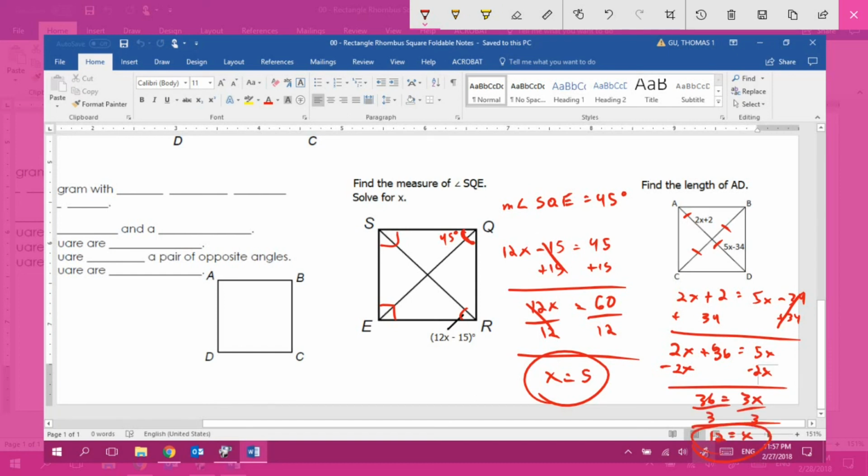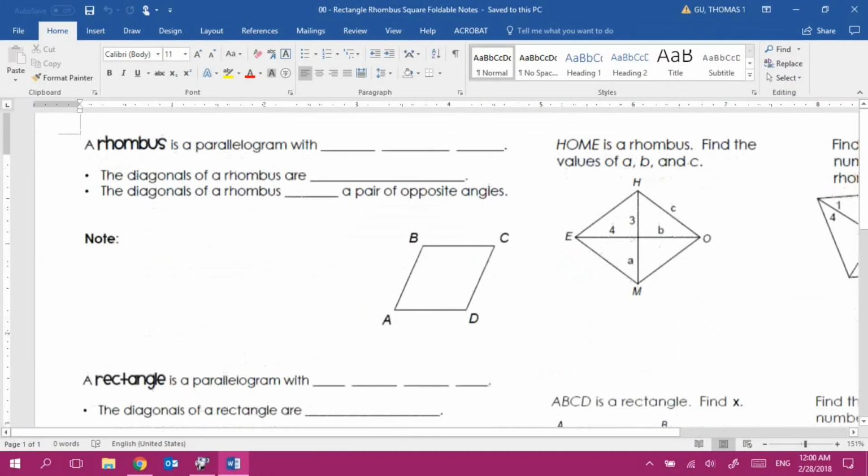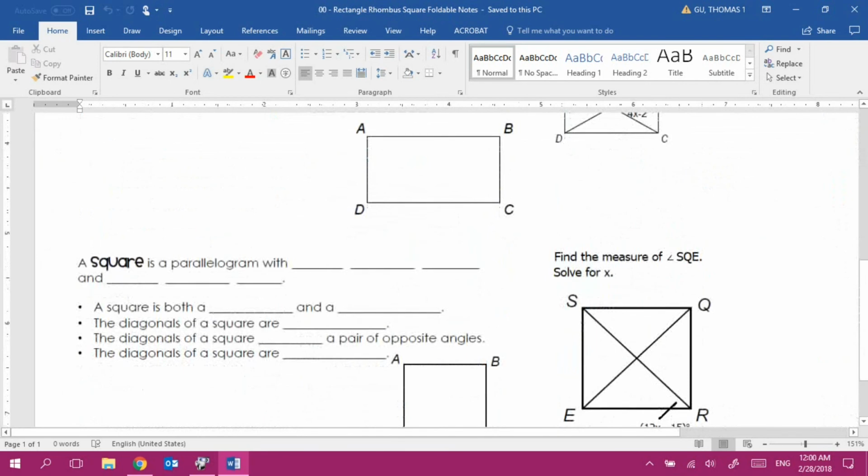Alrighty, so that is the end of these notes. Now we know all about rhombi, rectangles, and squares.